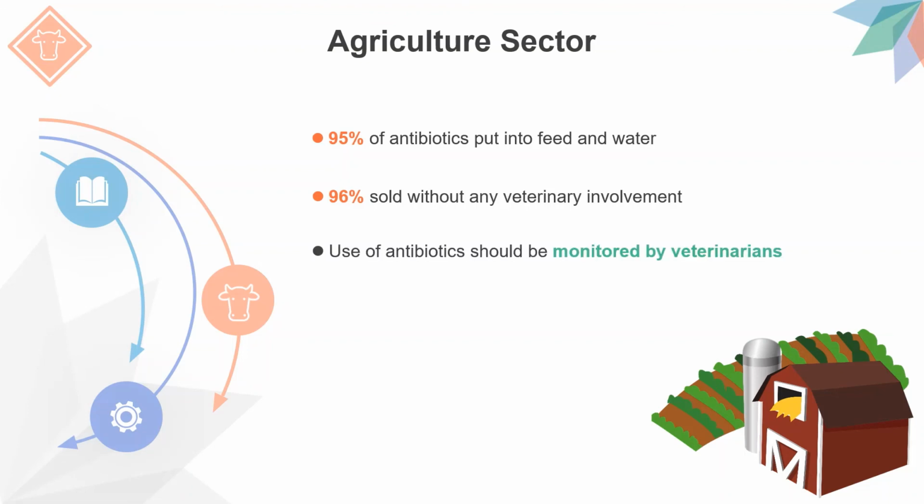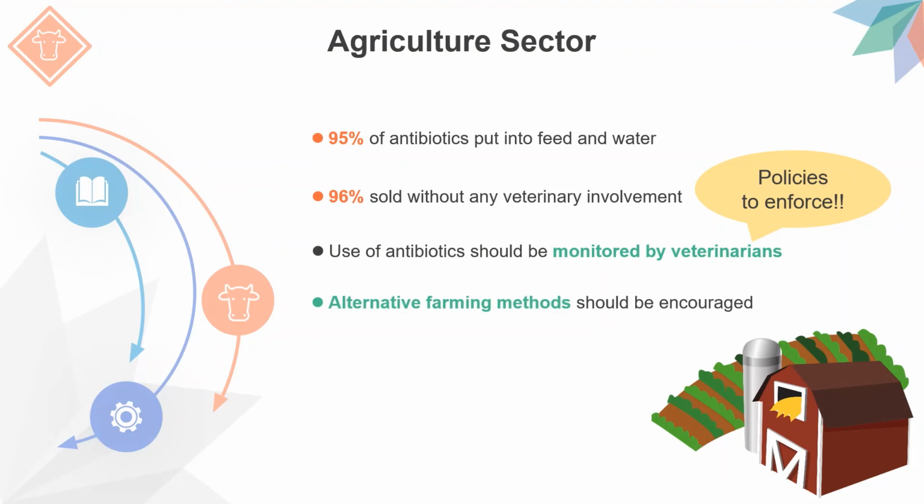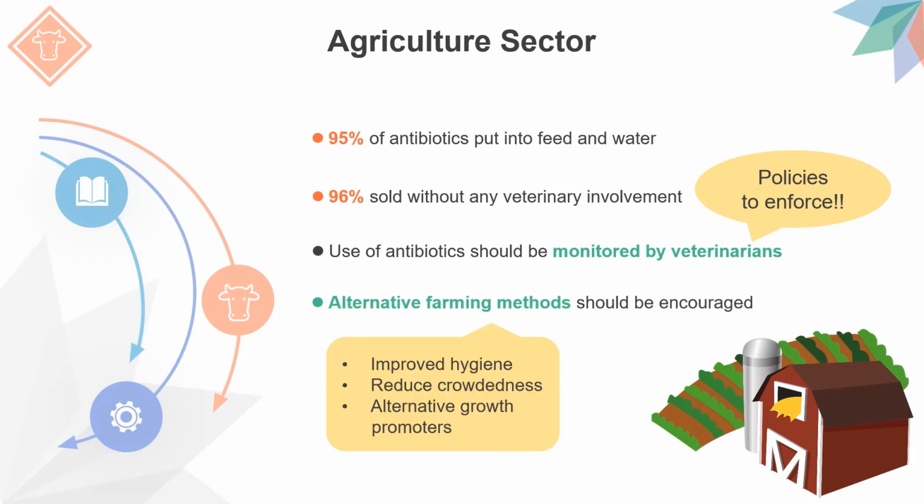The use of antibiotics in agriculture should be monitored strictly by veterinarians, and policies need to be put in place to enforce this. Furthermore, alternative farming methods such as measures to improve hygiene and reduce crowdedness, or even alternative growth promoters, should be encouraged to reduce antibiotic use.